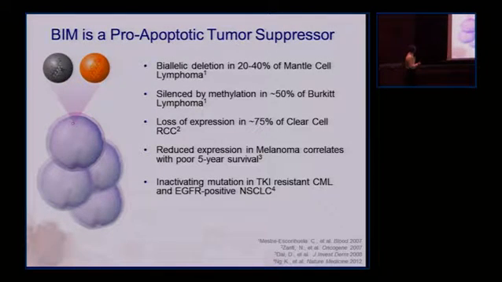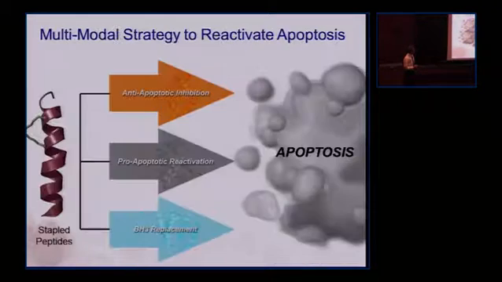And not only here, but it turns out that BIM is lost or inactivated by multiple other mechanisms in many other malignancies, including Burkitt lymphoma, renal cell carcinoma, melanoma, CML, or non-small cell lung carcinoma. And it suggests that in order to treat these, we might want to really reactivate this death pathway within these cells. And ideally, we would use the functional portion of the BIM molecule, that BH3 death domain, to hit all of its known targets. That is, the anti-apoptotics that it can inhibit, the reactivation of the pro-apoptotics, and replace the lost BIM.